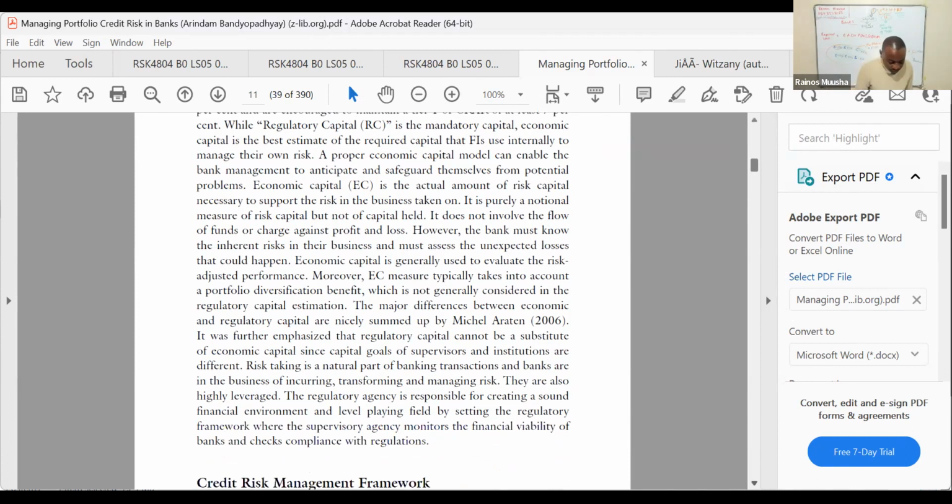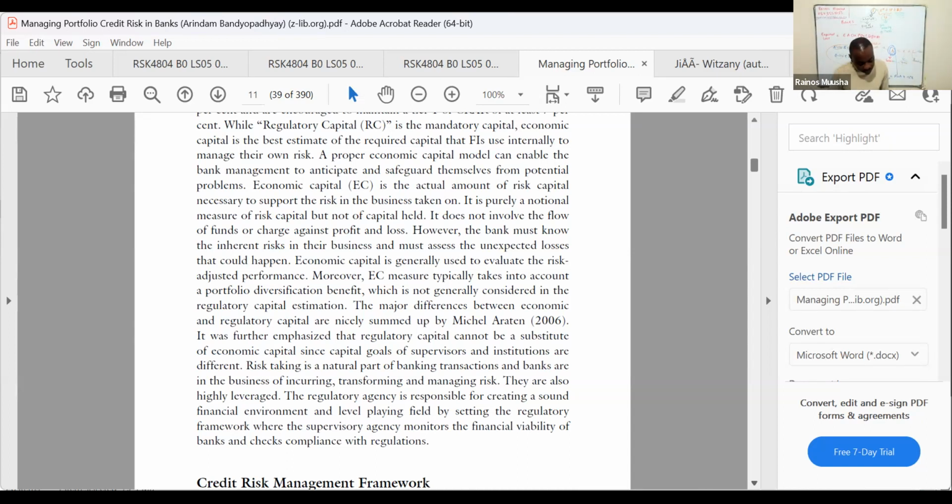So it is purely a notional measure of risk capital, but not of capital held. It does not involve the flow of funds or charge against profit or loss. However, the bank must know the inherent risks in their business and must assess the unexpected losses that could happen. So economic capital is generally used to evaluate the risk-adjusted performance. And moreover, the economic capital, which is the EC, measure typically takes into account a portfolio diversification benefit, which is not generally considered in the regulatory capital estimation.